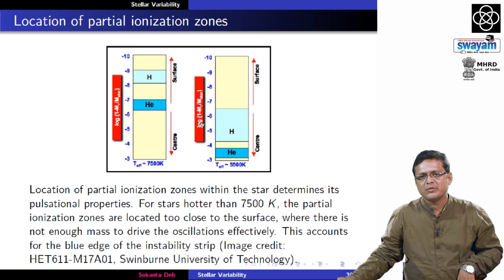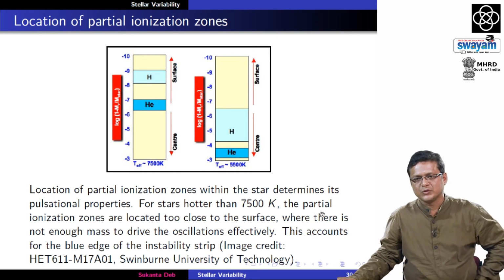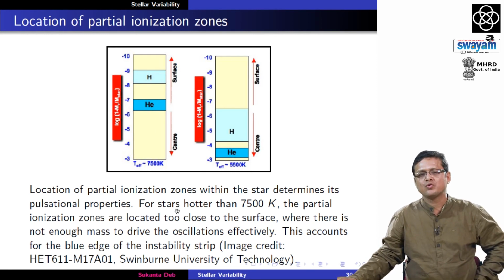He said that within the star there are some partial ionization zones, and the location of the zones determines the pulsation properties. For stars hotter than 7500 degrees Kelvin, the partial ionization zones are located too close to the surface.